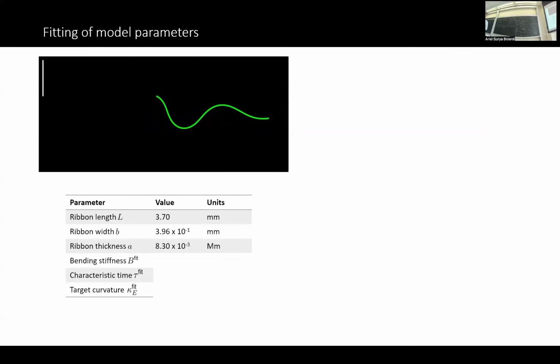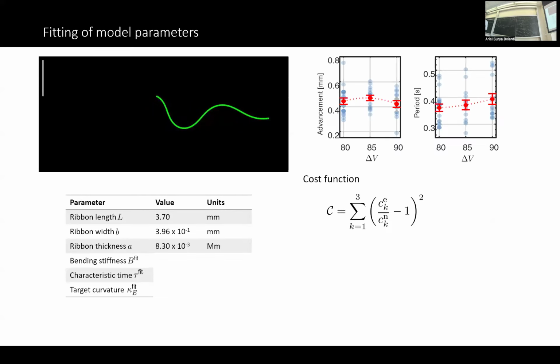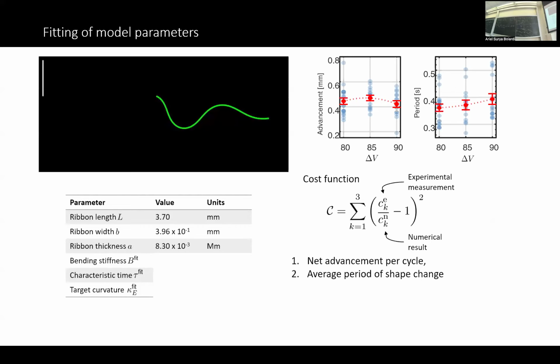So to determine them, we fit the numerical results with the experimental measurements by minimizing this cost function, which accounts for the discrepancy in net advancement per cycle, which is what we measure here, average period, and lateral displacement of the tip, so how much the tip goes up and down.